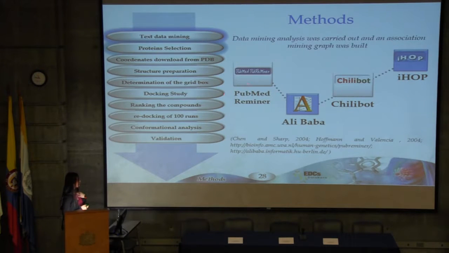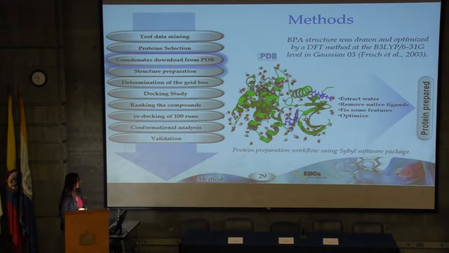So the first part was a data mining analysis in order to find the proteins that could be evaluated here, as bisphenol A is a widely distributed pollutant that affects not only breast cancer risk, but other different pathologies. So I used different tools such as PubMed Remainders, Alibaba, Chiliwood, and HiveHub. The proteins were downloaded from Protein DataBank, and they were prepared using the Sybyl program package.